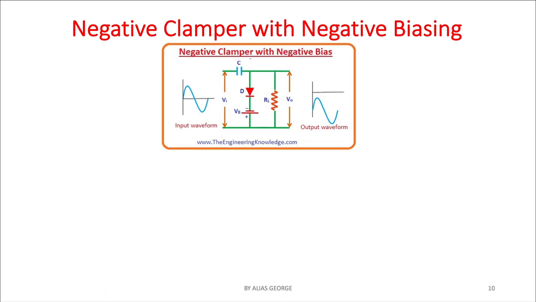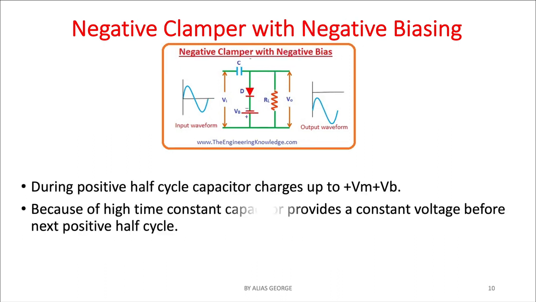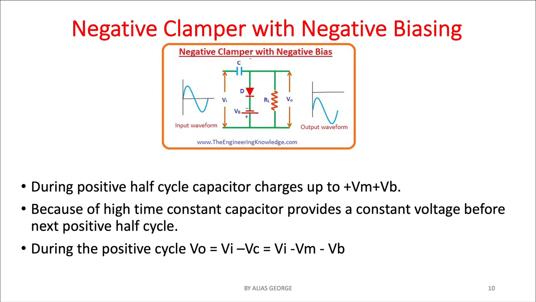And what if it is a negative biasing? Then instead of Vm minus Vb, it will be Vm plus Vb, and the output wave equation is Vi minus Vm minus Vb. That is only the difference. Instead of plus Vm minus Vb. Okay. So in these conditions, negative clamper, we can see that output waveform is shifted to the negative side.